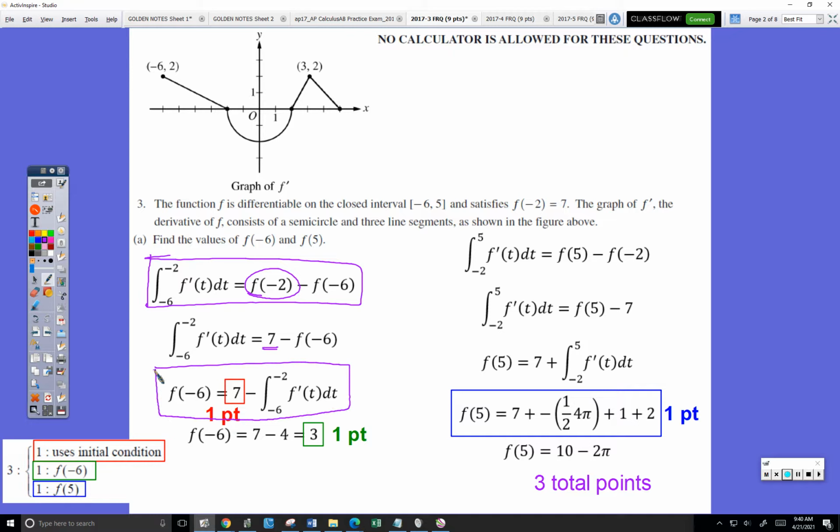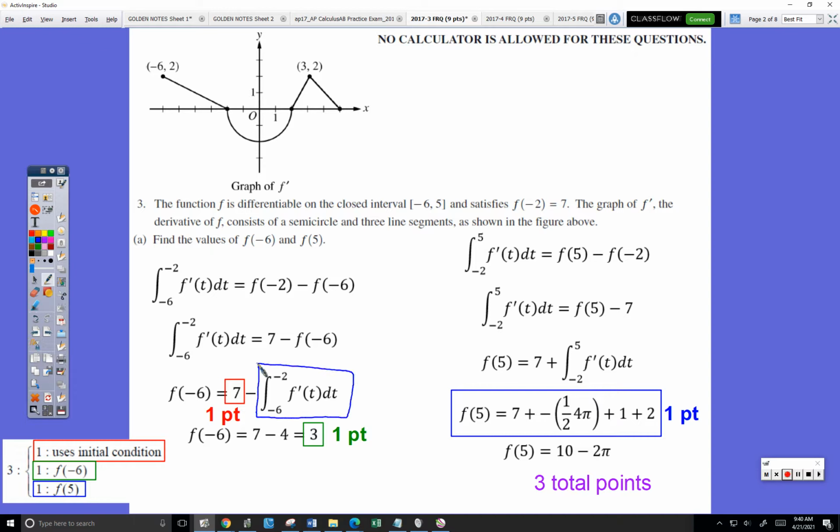If the grader can see that you are remembering to include the 7 in your computation, you get 1 point for remembering that. I've got to now find the value of this integral. Let's erase this. As always, when I have a graph, I start at negative 6. I draw a vertical line. I go to x equal negative 2. Draw another vertical line. I'm integrating f prime.